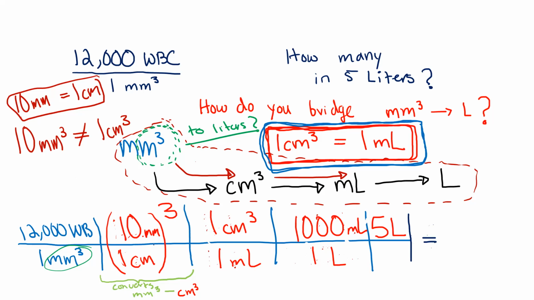Why don't you put 5 liters after the equal sign? Well, we could find out how many are in 1 liter and then make use of 5 liters. But the key here is that we're trying to find out how much is in 5 liters. So we need our units to cancel: liters with liters, centimeters cubed with centimeters cubed, milliliters with milliliters, and millimeters cubed with millimeters cubed. Does that make sense? Yes.